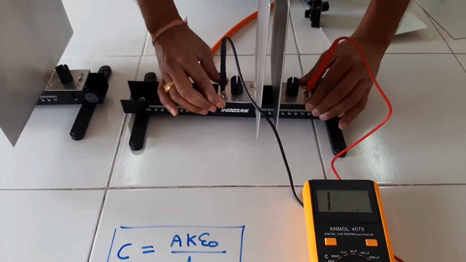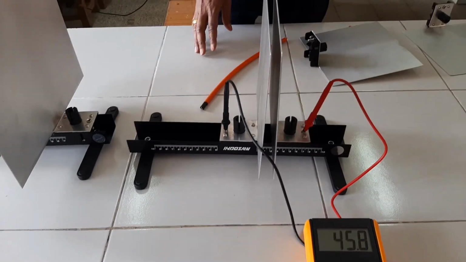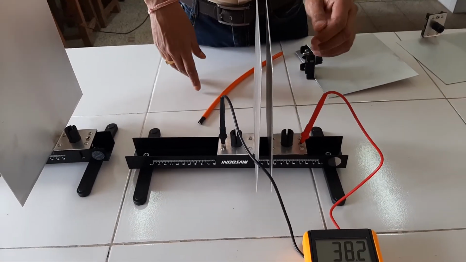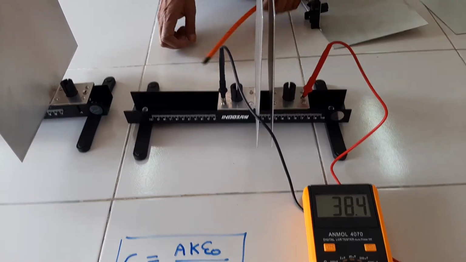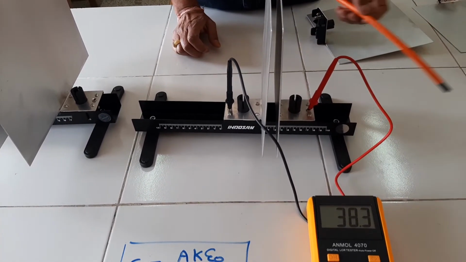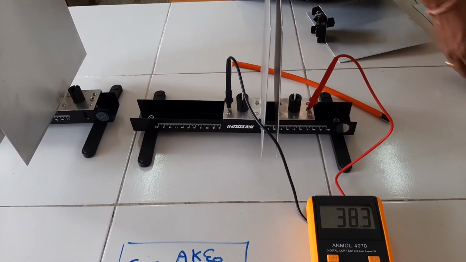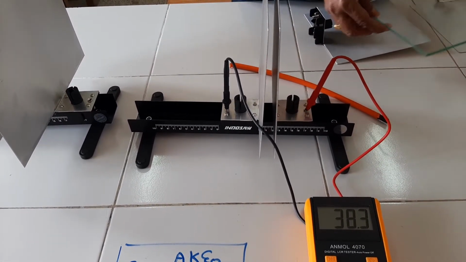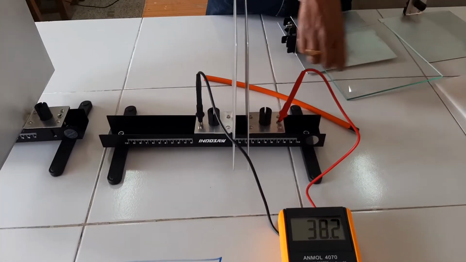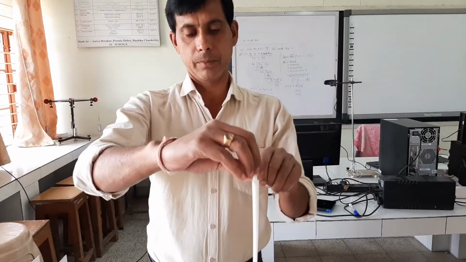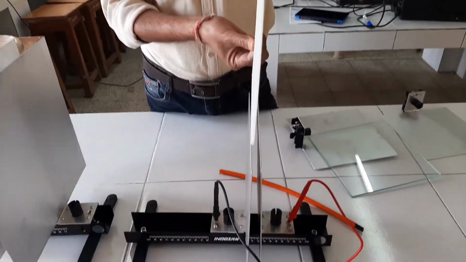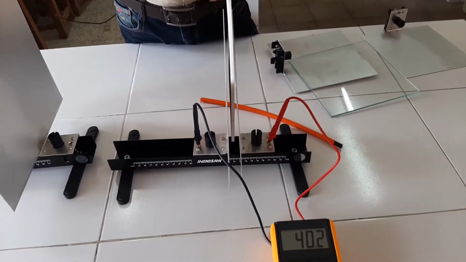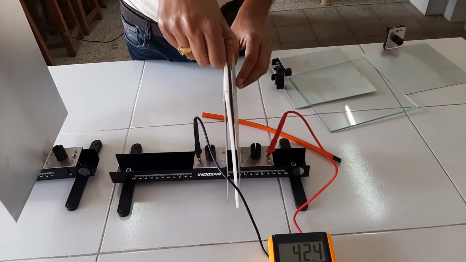Now, when we put the dielectric media between them, its capacity should be increased. In this situation, the capacity is 38 point something. We have two dielectric media. It is a plastic sheet. When we insert this plastic sheet, that means the dielectric medium between the plate, then what we observe?